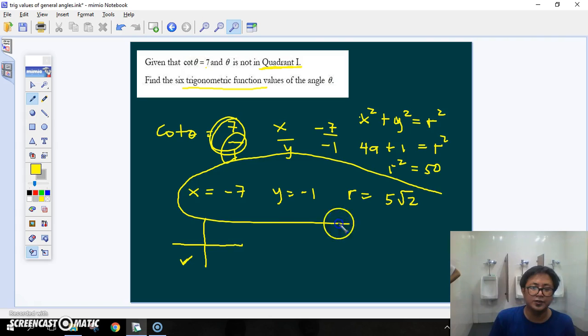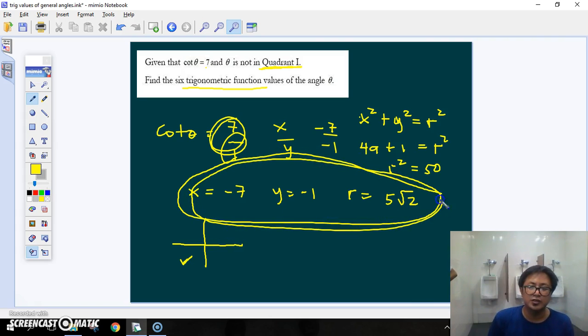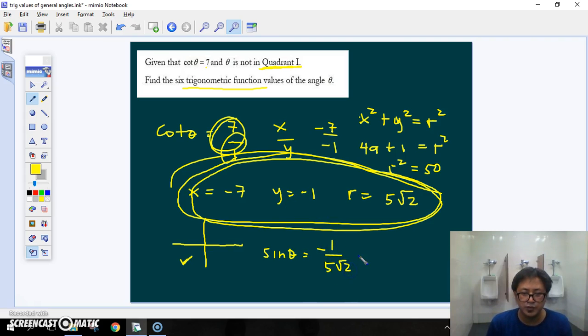Then again, when you have all 3 values correct, you can get the other trigo function values with these. So let's start with sine. What is sine? Y over r. So that's negative 1 over 5 square root of 2. Of course, we rationalize our answer. So you have negative square root of 2 over 10. Right? Then what is cosine? Cosine is x over r. It's negative 7 over 5 square root of 2. And then rationalizing, that's negative 7 square root of 2 over 10.